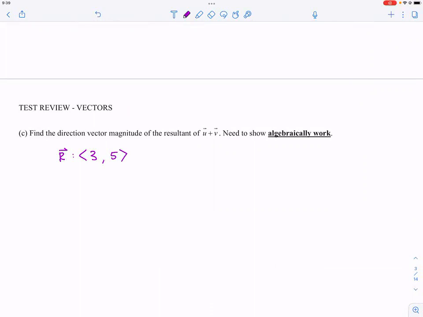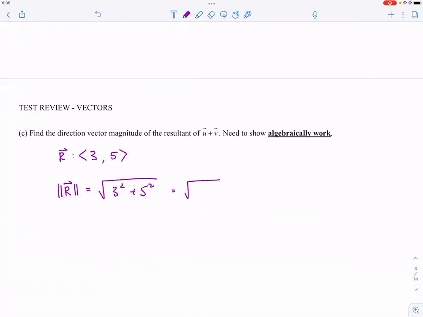So the direction vector magnitude would be, well, 3 squared plus 5 squared all underneath the square root. So you have square root of. Yeah, make sure you know how to do this carefully. I'm going to let you do it because I think it's very tempting to write down the wrong number.